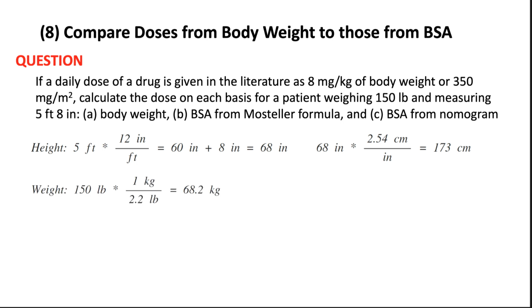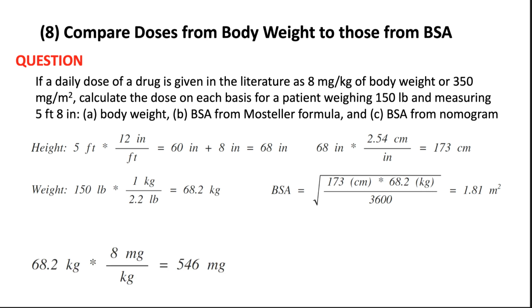Next, do the weight conversion. 150 pounds times, in every 1 kilogram, there are 2.2 pounds. Therefore, our weight in kilograms is 150 divided by 2.2, or 68.2 kilograms. Now that we have those values, we can put them into our Mosteller formula and take 173 centimeters times 68.2 kilograms, divide that by 3,600, and take the square root of that to get a value of 1.81 meters squared. I went through that kind of quickly. Hopefully you can follow that math. Same thing as we've done before.